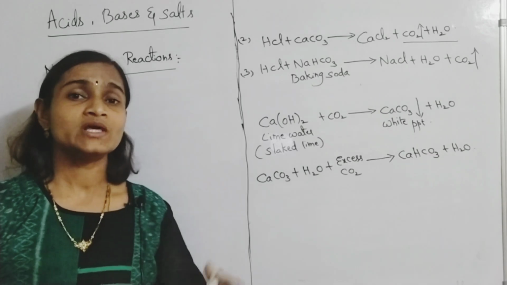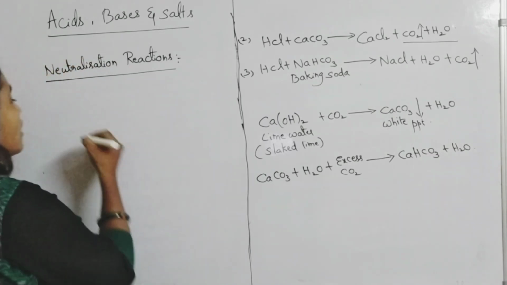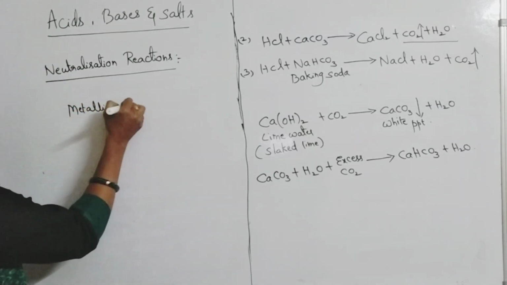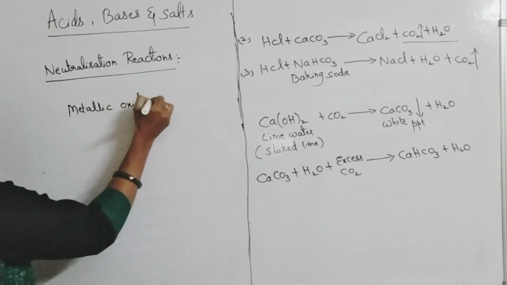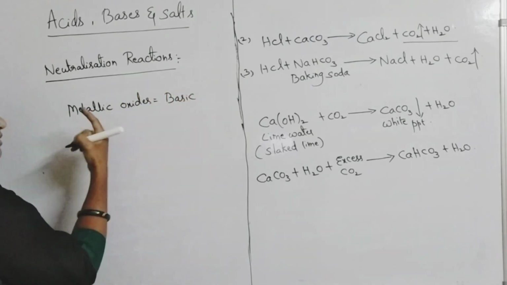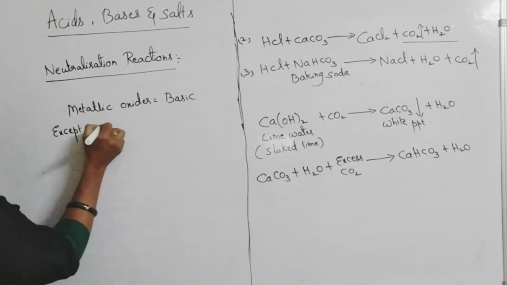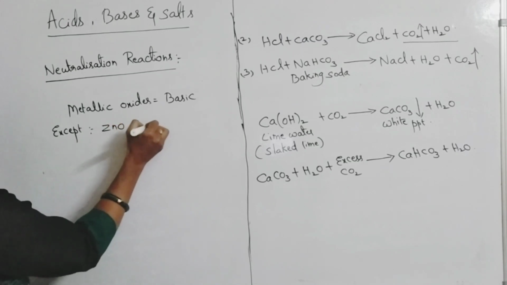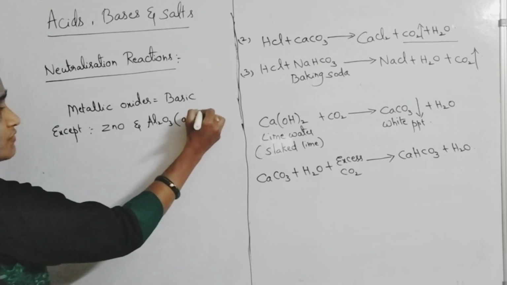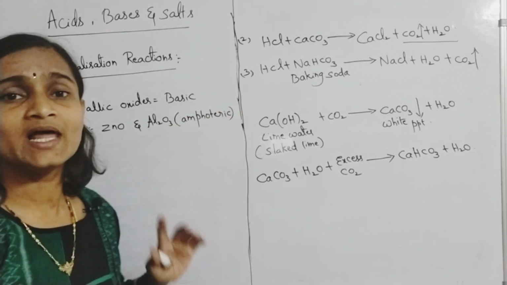Before you actually go for neutralization reactions, just make a note that all metallic oxides are basic. All metallic oxides are basic in nature. The exceptional cases are ZnO and Al2O3. These two are amphoteric, which means they exhibit the properties of both acid as well as base.